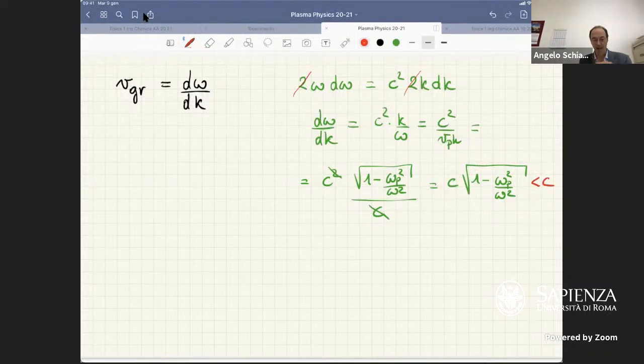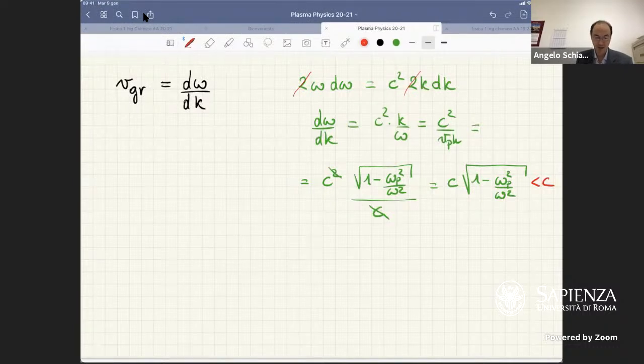So in a plasma, the phase velocity is always larger than the speed of light in vacuum, but the group velocity is always less than the speed of light, assuring the microcausality and all the relations about the fact that the speed of light is the limiting speed in our present known universe.